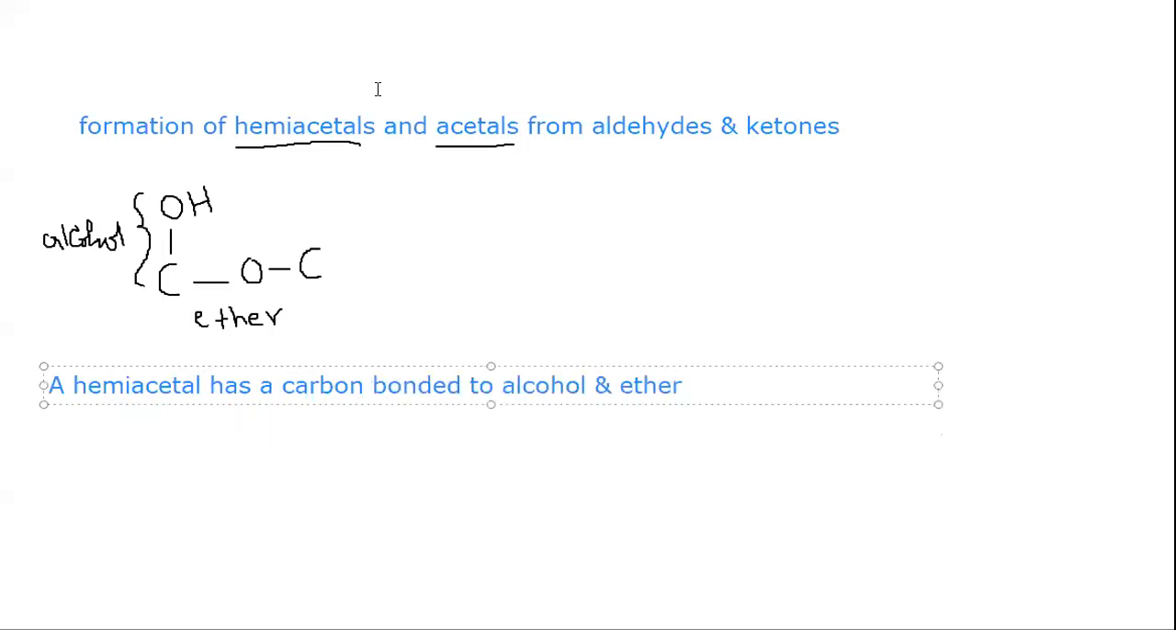So you guys can see you have a carbon, it's the same carbon. This is the carbon which contains alcohol and ether functional group on it. That's called hemiacetal. So any carbon that is bonded to alcohol and ether is called hemiacetal.